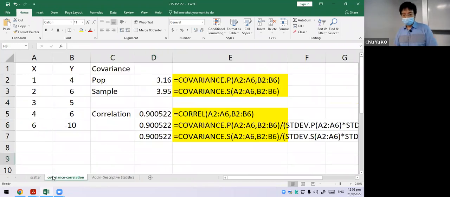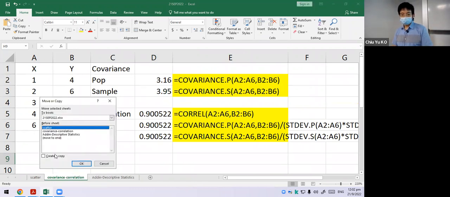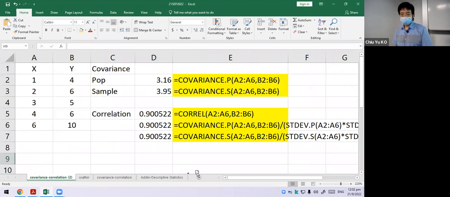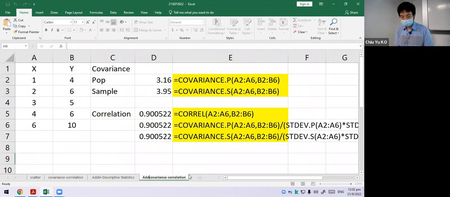So the last thing I want to do is go back to here, but this time I use the Addin to do the covariance and correlation. So I just copy this, but instead of doing this, I will do Addin to do covariance and correlation. Just remember the numbers 3.16, 3.95 and 0.9.